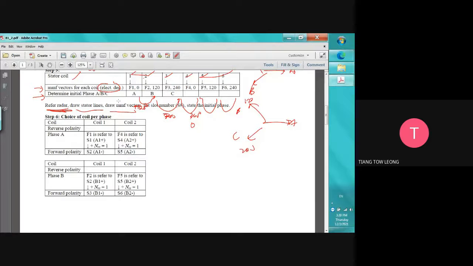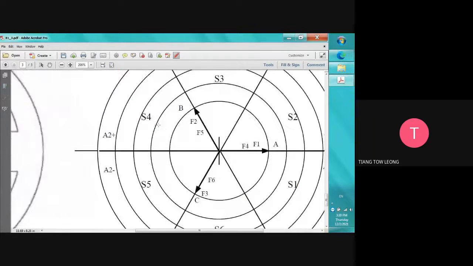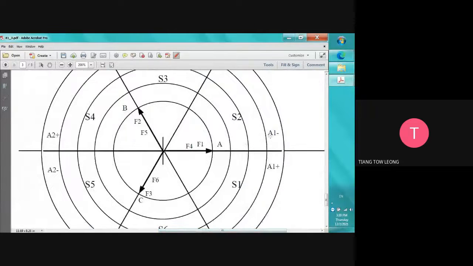For here, F1 is 0, so I will draw it first. Maybe I zoom in. I delete this one first. I zoom in on the circle. So I will draw one arrow, the MMF, then I write F1 here. It is 0 position, right? This is 0 position.